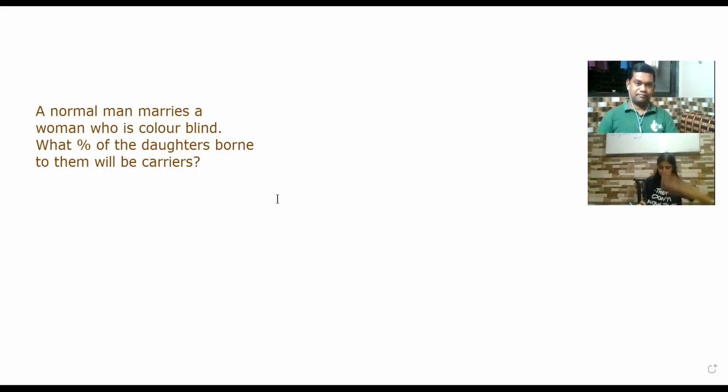For differentiation, X with big C and there is Y. Here X with small c, X with small c. Read the question properly so that you can tell the answer. Well, now born to them will be carriers. There will be only one carrier: X with a big C, X with a small c. She is a carrier. X with a big C. There are 2 carriers. 2 by 4, 50%. I hope the parental genotypes you have prepared properly.